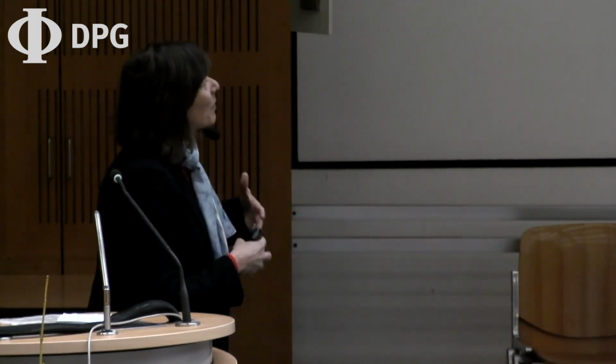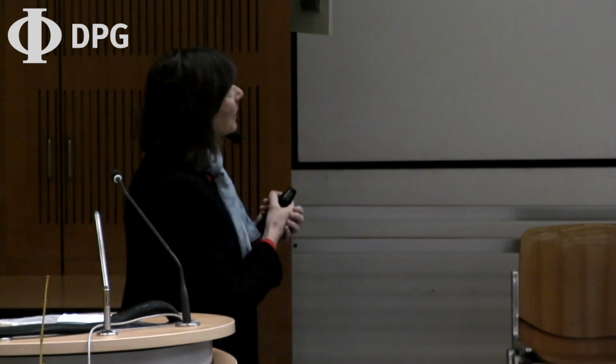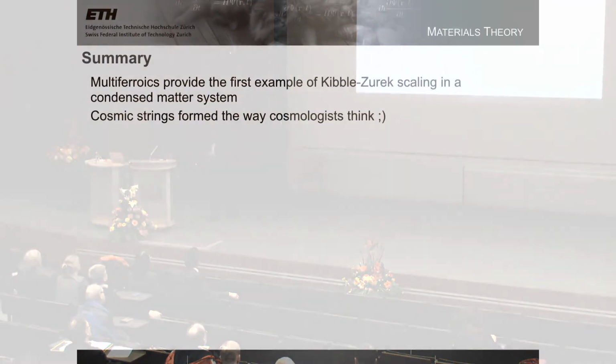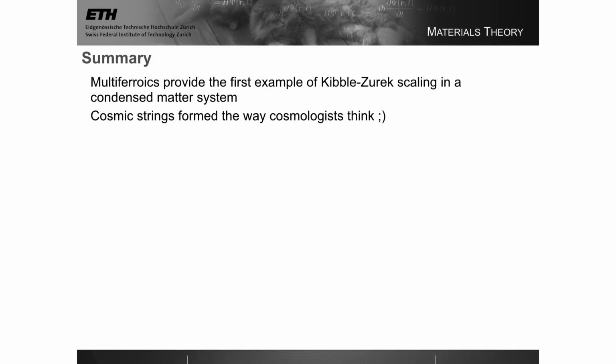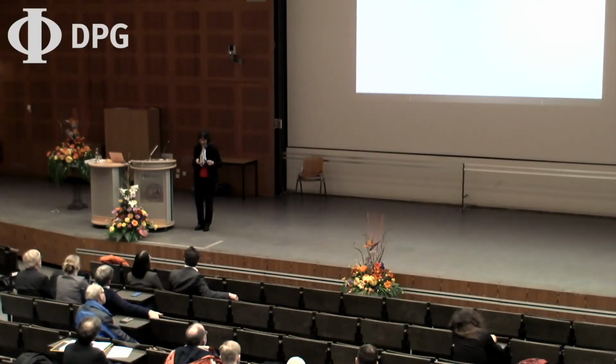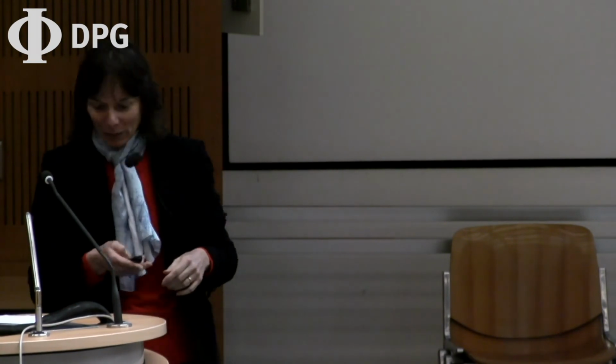Okay, so I hope I've shown or persuaded you that our multiferroic materials really do provide an example of the proposed mechanism for early universe phase transitions. And a little bit tongue-in-cheek, I can say that cosmic strings really formed the way that cosmologists think, at least to some extent. And I hope I've persuaded you too that using condensed matter systems to study questions from other areas of physics is really a lot of fun. It's really a very exciting area of research.